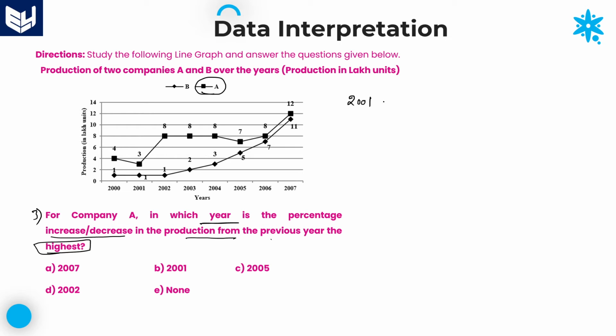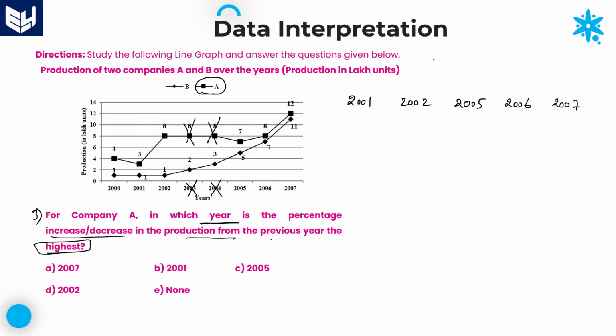2001 and then 2002. 2003 is not required. Why? Because compared with 2002, there is no change in the value for company A, and 2004 is also not required because here also there is no change in the value compared with 2003. So 2003 and 2004, these 2 years are not required to calculate. And next 2005, next 2006 and next 2007, right?